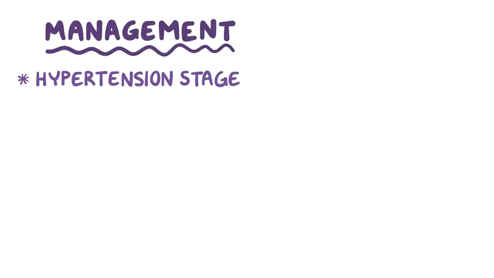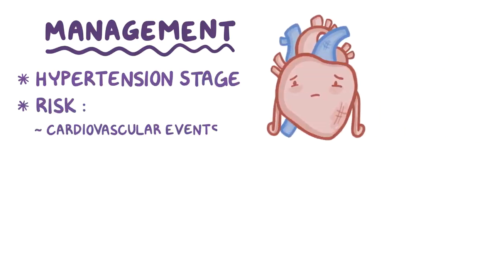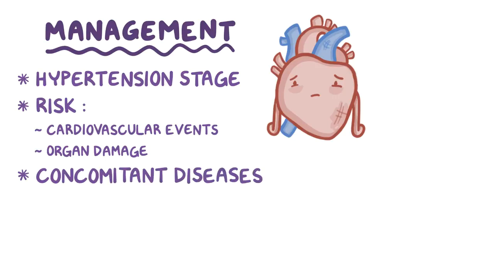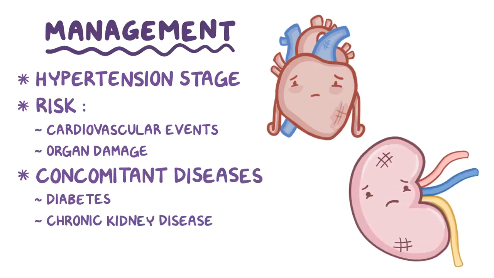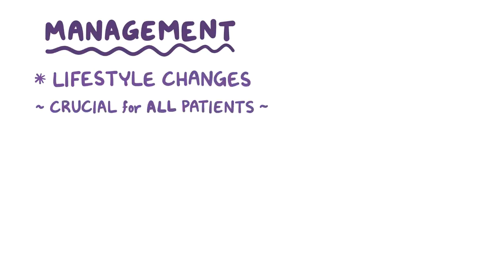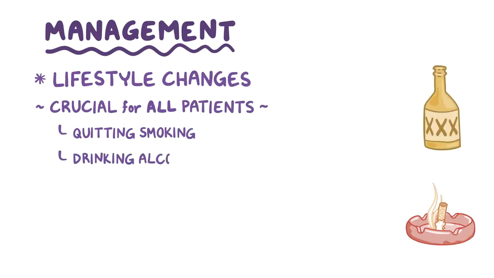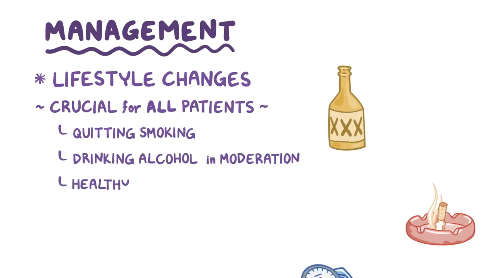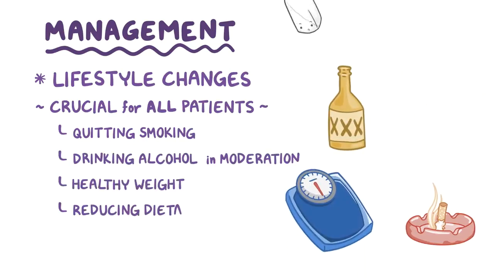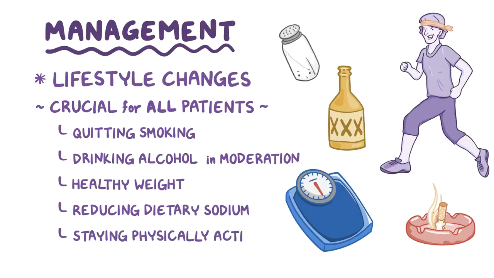Management for hypertension is mainly based on the hypertension stage, risk of developing cardiovascular events and organ damage, as well as taking into account any concomitant diseases, such as diabetes or chronic kidney disease. Lifestyle changes are crucial for all patients, especially in the long term, and include things like quitting smoking, drinking alcohol in moderation, and maintaining a healthy weight, reducing dietary sodium, and staying physically active.